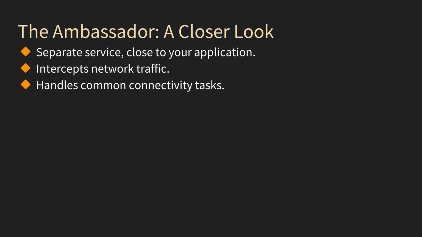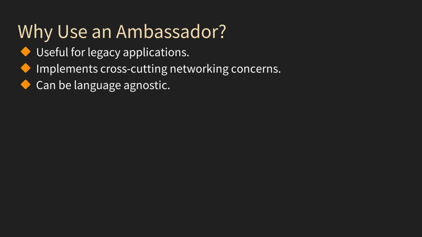At its core, the ambassador pattern involves a separate service living close to your application. This service intercepts network traffic, handling common connectivity tasks. It frees your application to focus on its core logic. This pattern is useful for legacy applications or when implementing cross-cutting networking concerns. Because it's a separate process, the ambassador can even be implemented in a different language, making it language agnostic.